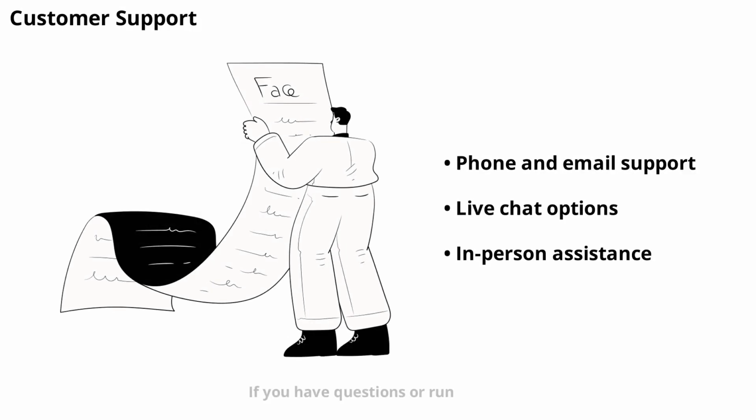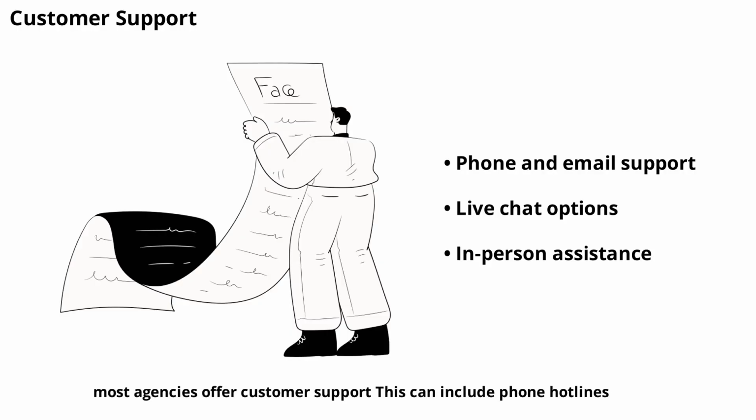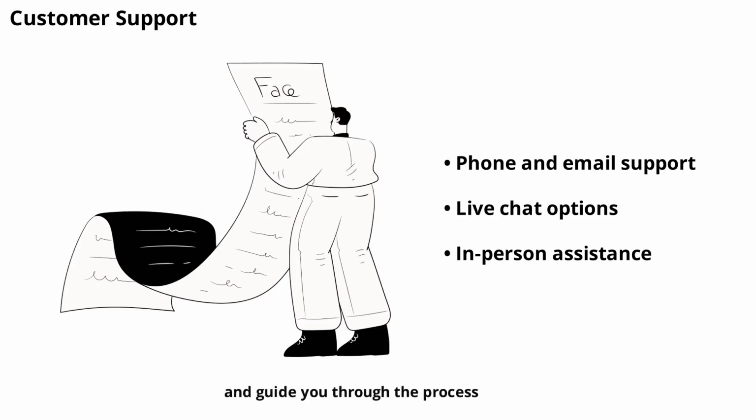If you have questions or run into problems while completing a government application, most agencies offer customer support. This can include phone hotlines, email support, live chat, or in-person assistance at government offices. Support staff can help you understand the requirements, fix errors, and guide you through the process. Don't hesitate to reach out if you need help.